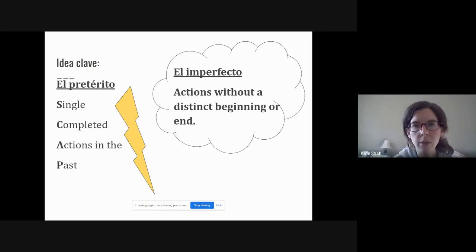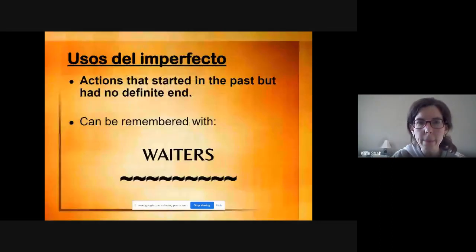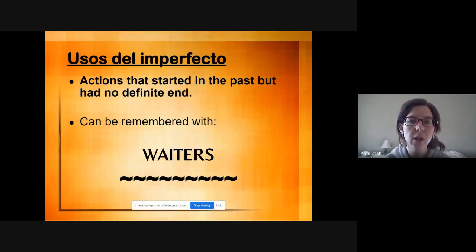The imperfect, however, is more like a cloud. It kind of like didn't really have a distinct beginning or end. It formed and then it disintegrated, it floated in, it floated out. There's really no distinct hard edges where it began and where it ended. So the preterite is a lightning bolt, single completed actions in the past. Write that on your yellow chart. The imperfect is a cloud. We can remember the uses of the imperfect with the acronym WAITers.